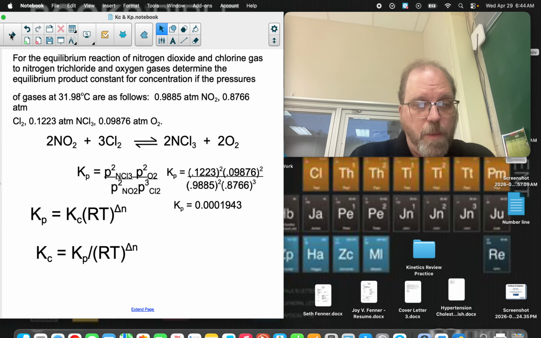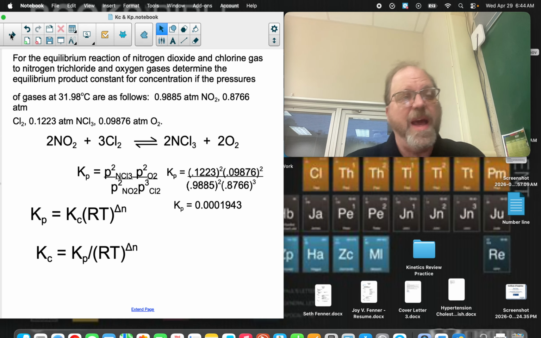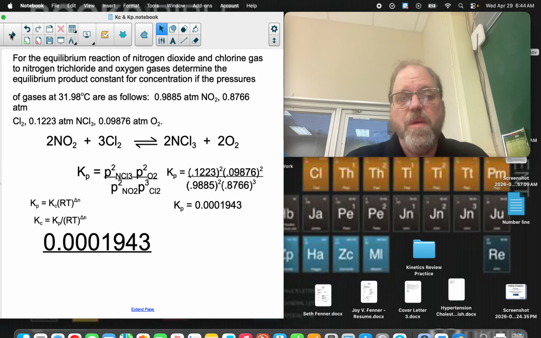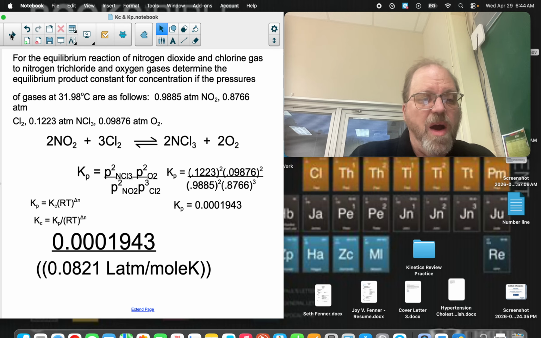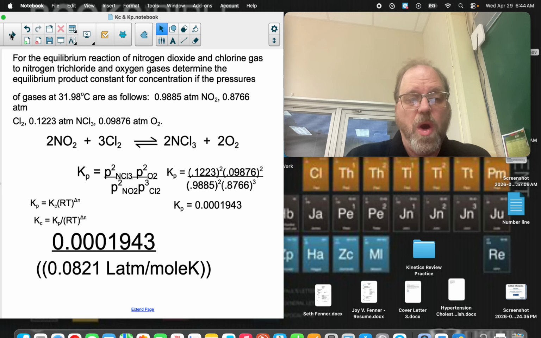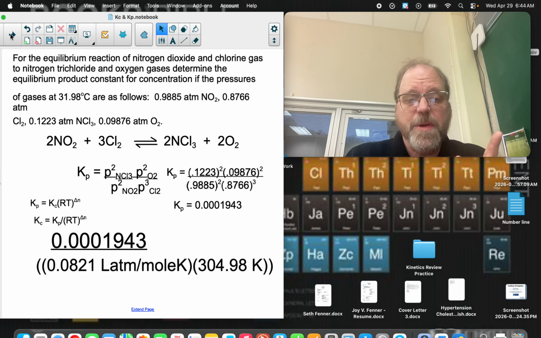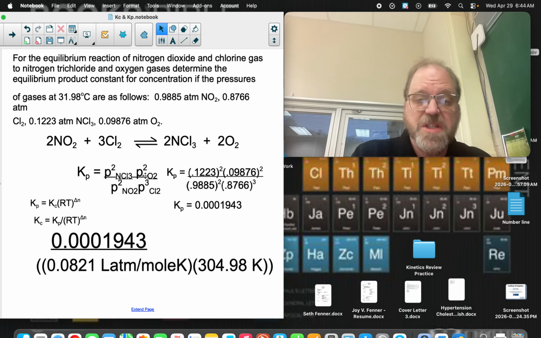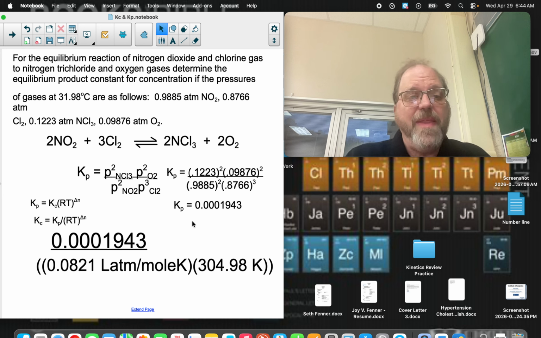Now, we said that Kp is equal to Kc times (RT) to the delta n, and we're looking for Kc here. So Kc is going to be Kp divided by (RT) to the delta n. Now, Kp, we just found, is 0.0001943. R, my constant, is 0.0821 because I'm dealing with atmospheres. My temperature is 304.98. Convert temperature from Celsius to Kelvin, add 273.